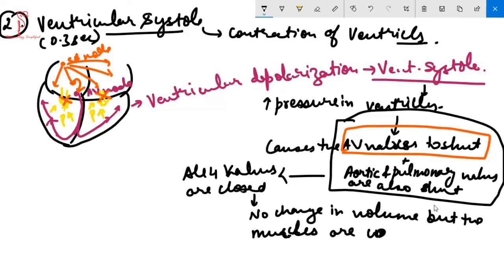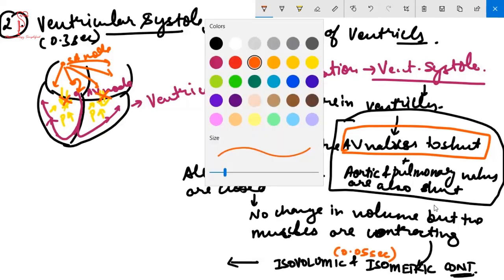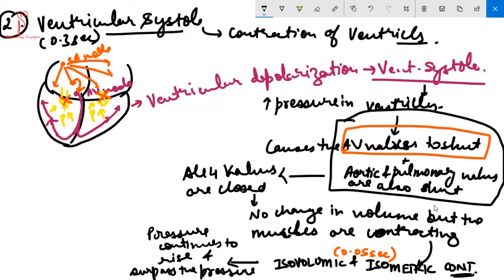This type of contraction is said to be isometric, since there is no change in the length of the muscle, and isovolumic, since there is no change in the volume of blood in the ventricles. This isovolumic isometric contraction lasts for about 0.05 seconds. Since the ventricles are undergoing contraction, the pressure in the ventricles will continue to rise and it will surpass the pressure present in the aorta and the pulmonary trunk.